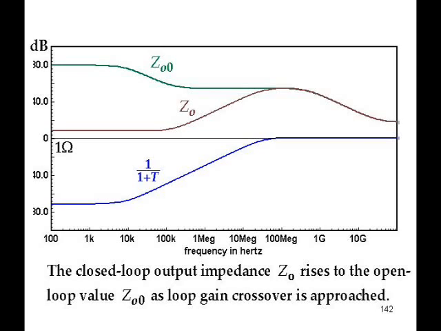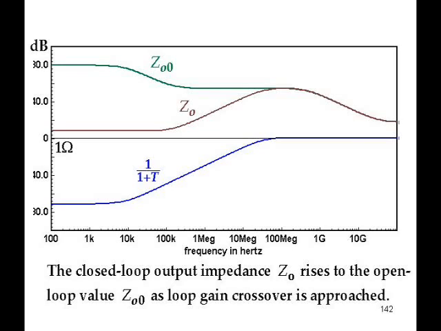ZOO is the open loop output impedance. 1 over 1 plus T is the weighting factor. The product of the two is the closed loop output impedance. As expected, it's very small at low frequencies where you have a lot of loop gain. As the loop gain goes away, the output impedance rises. Notice that that means the closed loop output impedance looks inductive.